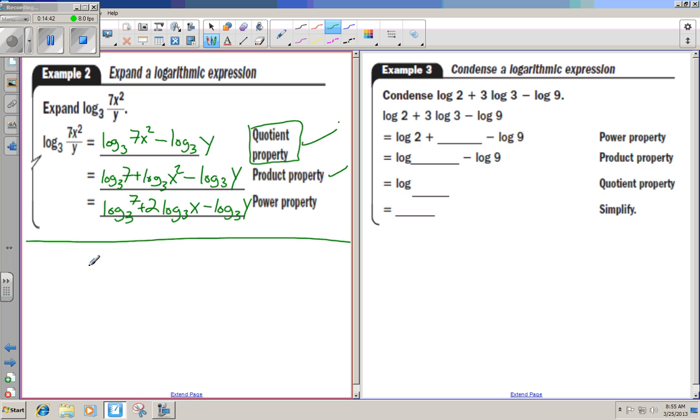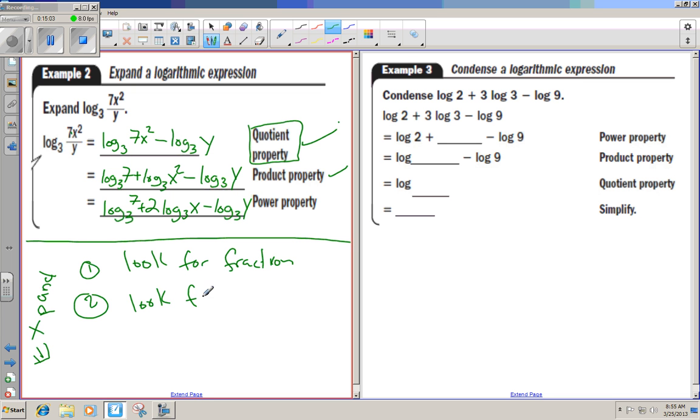So basically, step 1, look for fractions. Step 2, this is for expanding, everyone. For expanding, you look for fractions, and then use the quotient property. Look for products, and use the product property. And then the last thing you should do at the end is look for exponents.